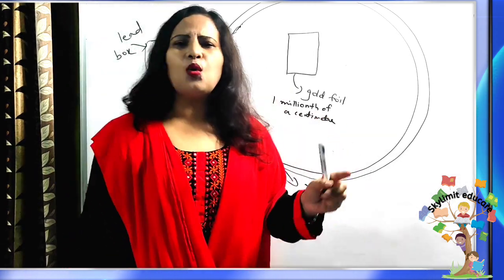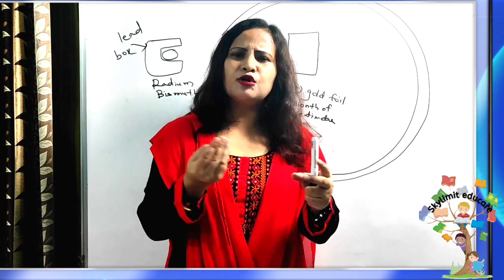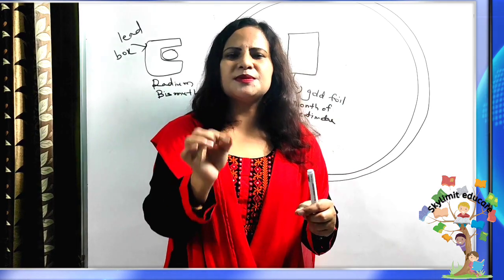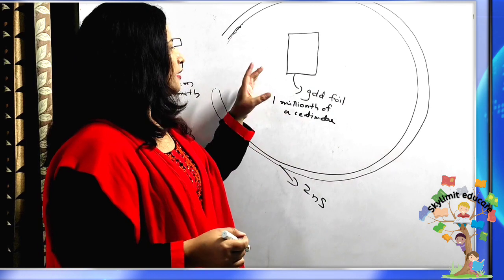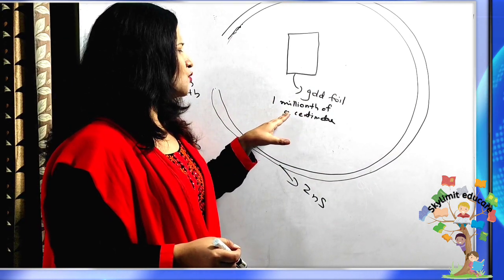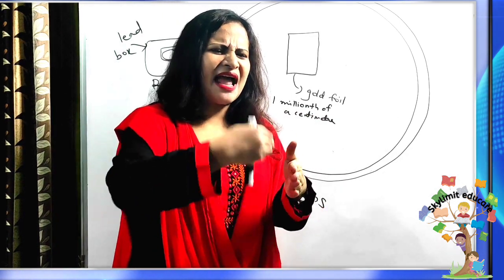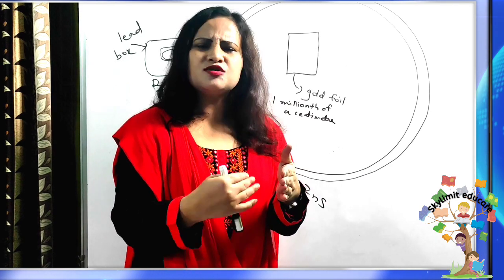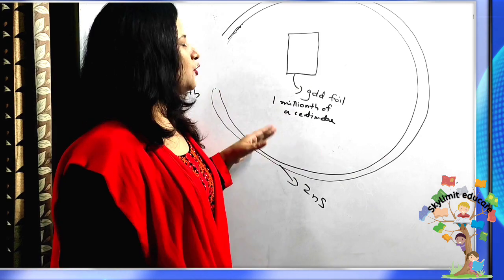And gold, since gold is the most malleable metal, yes or no? So he used gold. He preferred gold over other metals because it was the most malleable. You can get the thinnest sheet possible with gold only. So here he used a gold foil having a thickness of 1/1,000,000th of a centimeter. That means he wanted as few layers of atoms as possible.